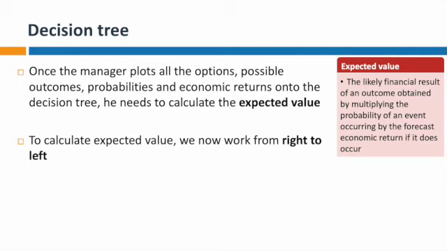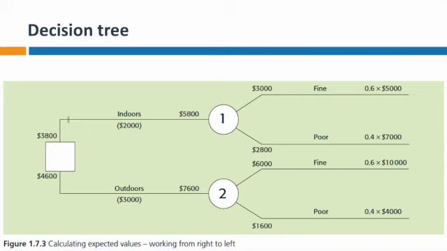To calculate expected value, we now work with the decision tree from right to left. Before, when we were constructing the decision tree, we were going from left to right, but when we want to read and calculate the expected value, we need to work from right to left. So let's get to it.